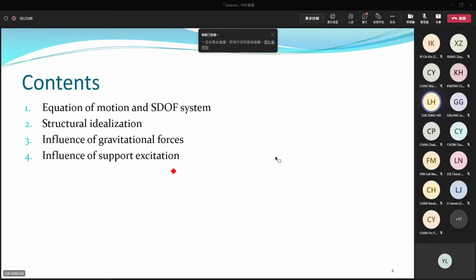Firstly, we will talk about equation of motion, single degree of freedom system, and then we'll talk about how to convert a real problem to something that we can handle, structural idealizations. We talk about influence of gravitational force, and then finally we talk about support movement. Support movement is related to something like earthquake. We will firstly talk about the basic formulation, and then consider some additional effects due to gravity, due to support movement, etc. Firstly, talk about the basic background.